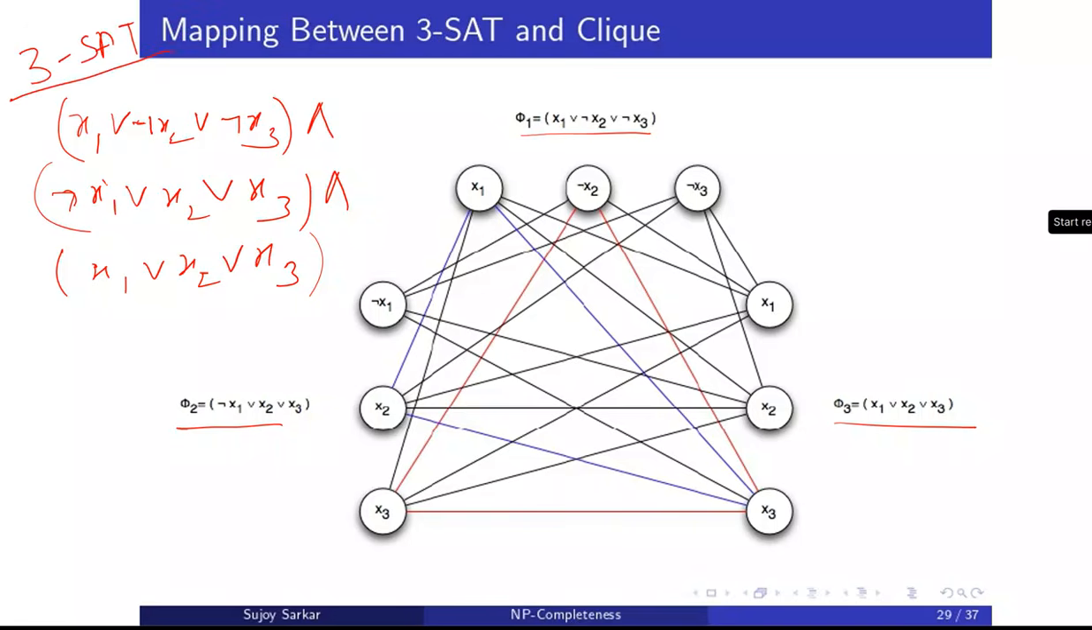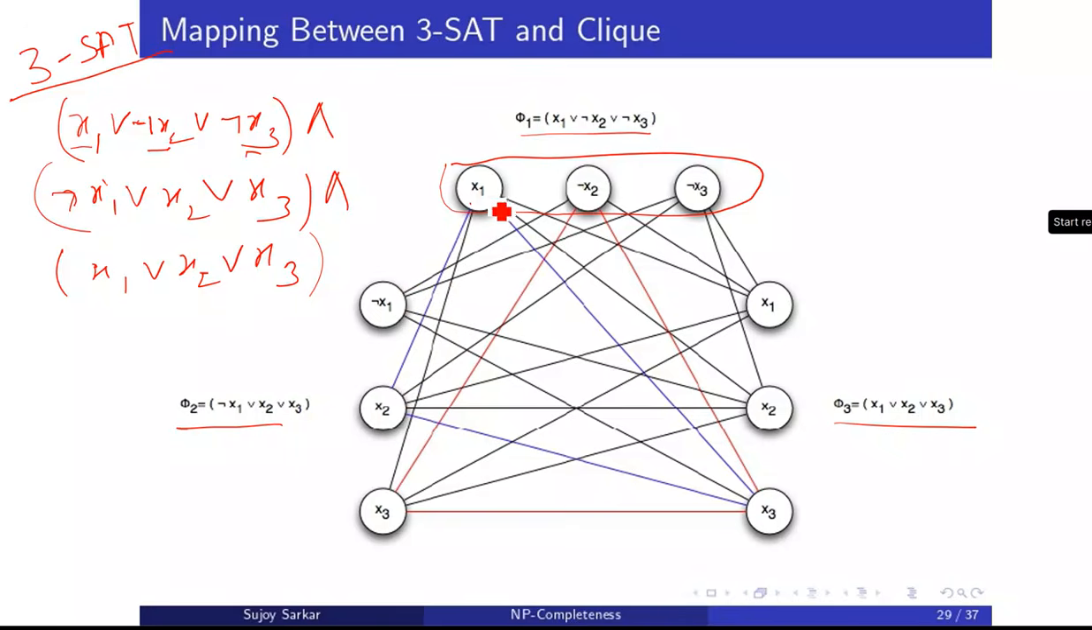Now how do we convert it? For every literal we'll create a node. So you can see a total of 9 literals are there, and we have created 9 nodes. Then we start connecting these. As I said, these belong to the same group, so there will be no edges among these vertices. And then we'll try to connect x1 to all other nodes outside the group. So can we connect x1 and not x1? No, because these are complementary.